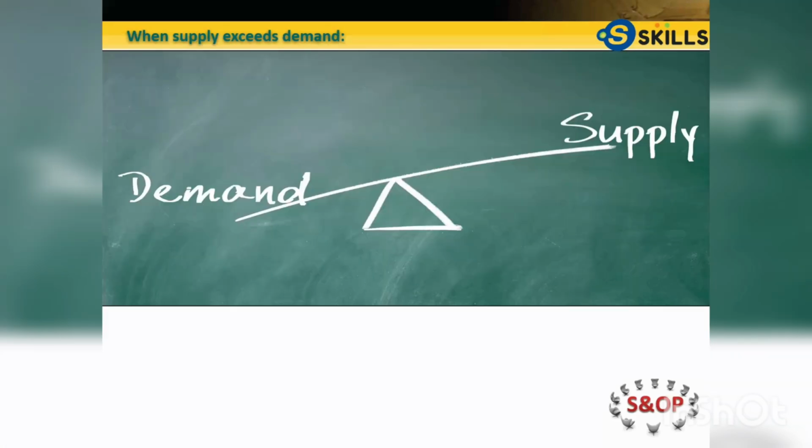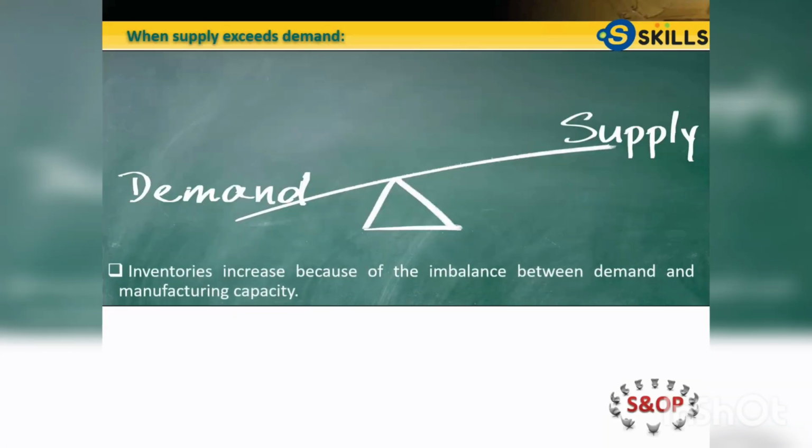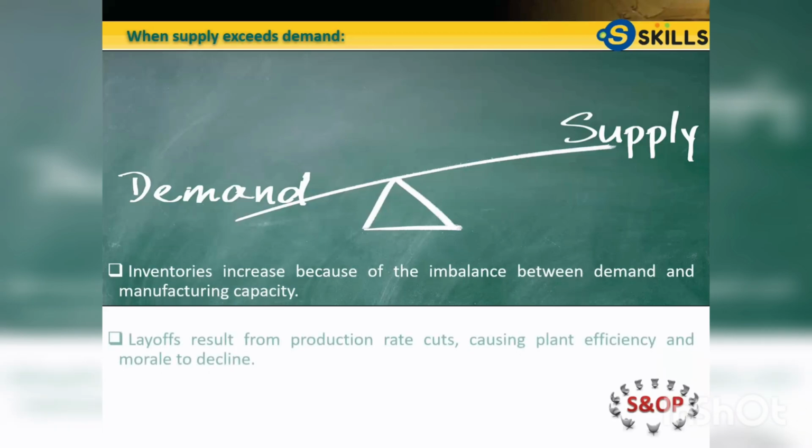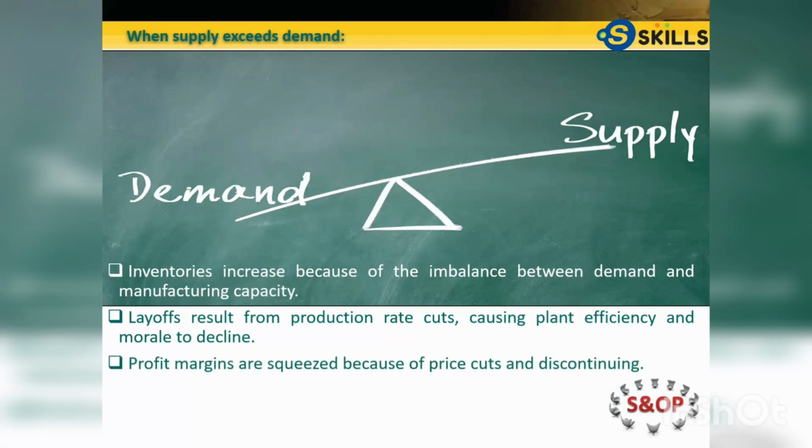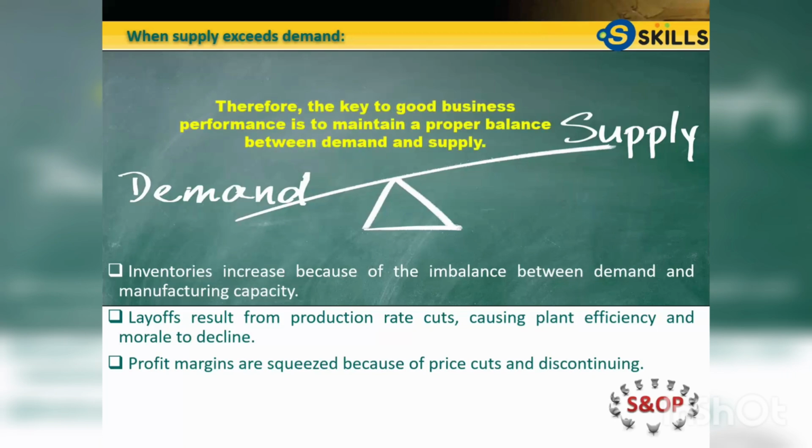When supply exceeds demand, inventories increase because of the imbalance between demand and manufacturing capacity. Layoffs result from production rate cuts, causing plant efficiency and morale to decline. Profit margins are squeezed because of price cuts and discontinuing products. Therefore, the key to good business performance is to maintain a proper balance between demand and supply.